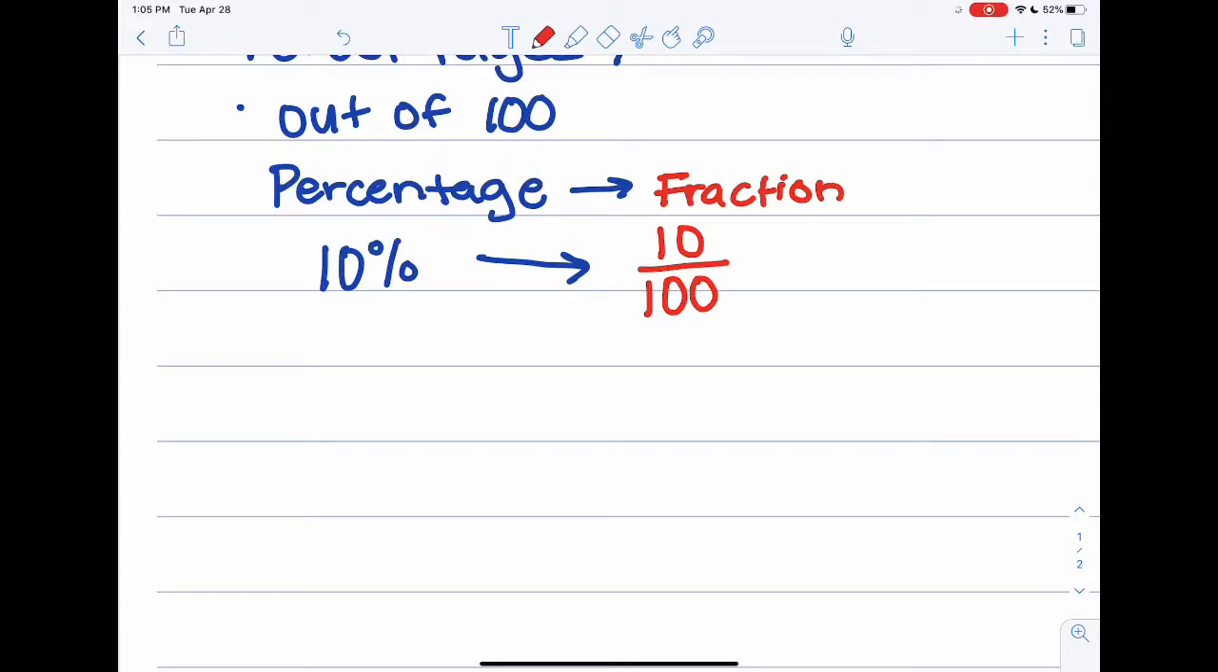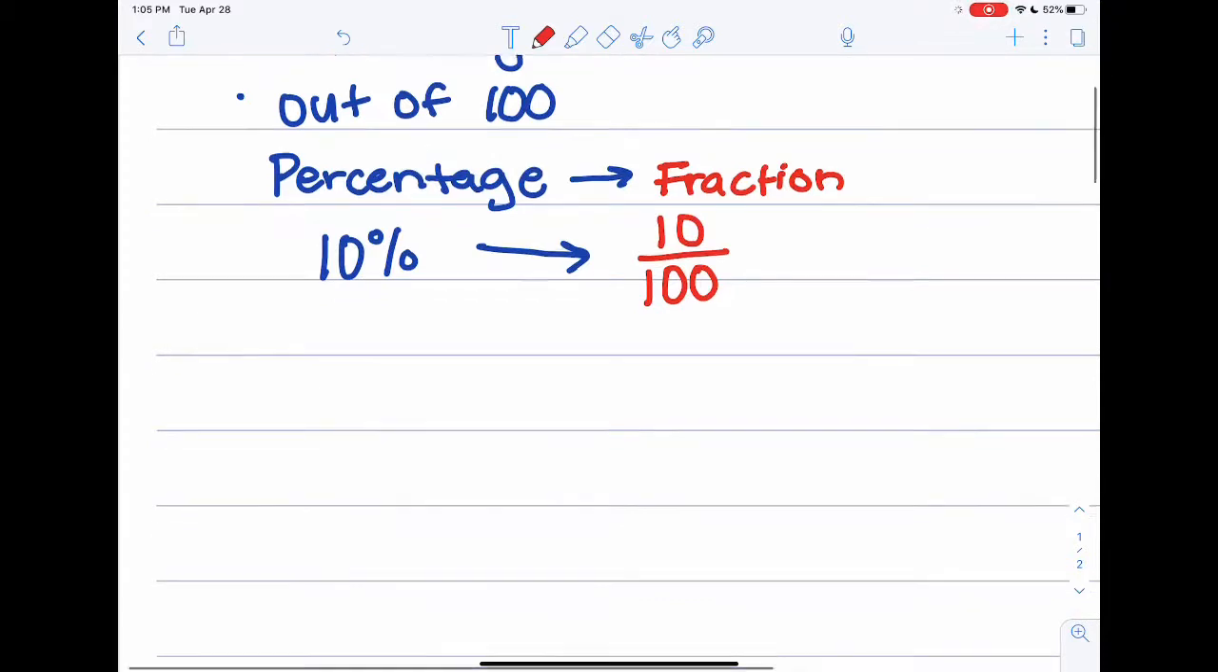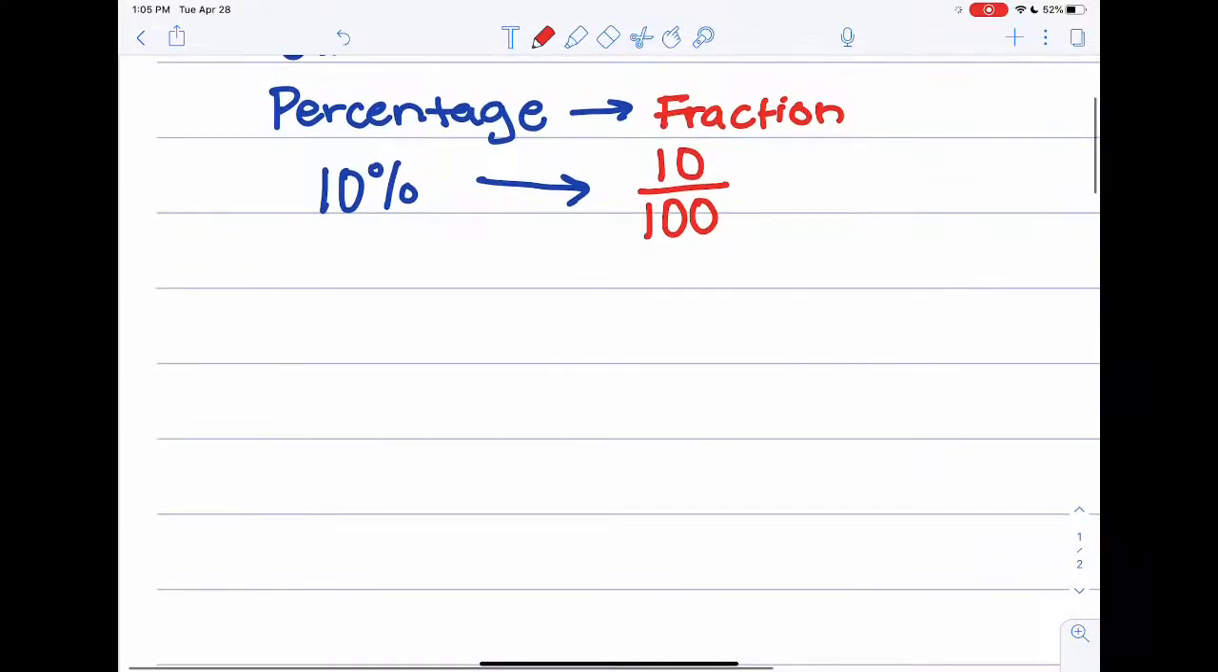Notice though, I can always simplify this. So I can divide both the numerator and the denominator by 10. And that will give me 1 at the top. 10 divided by 10 is 1. 100 divided by 10 is 10. So I get that 10% in a fraction is both 10 over 100 and 1 over 10.